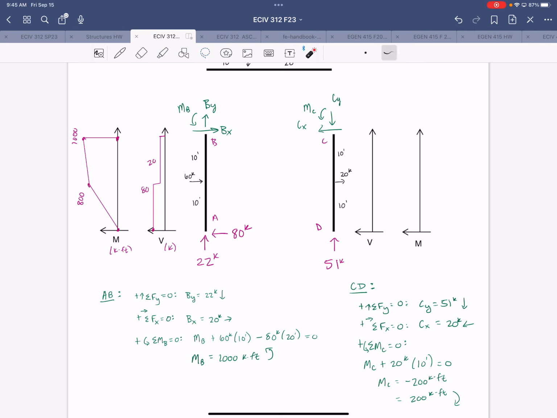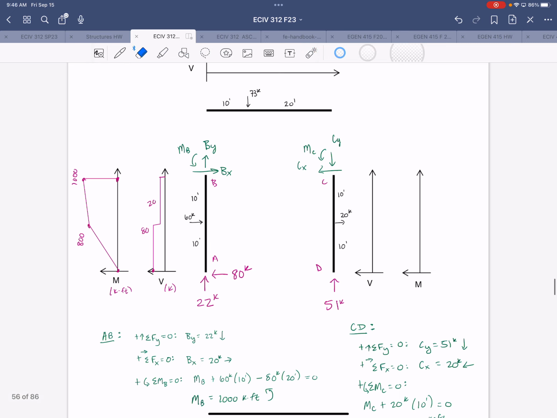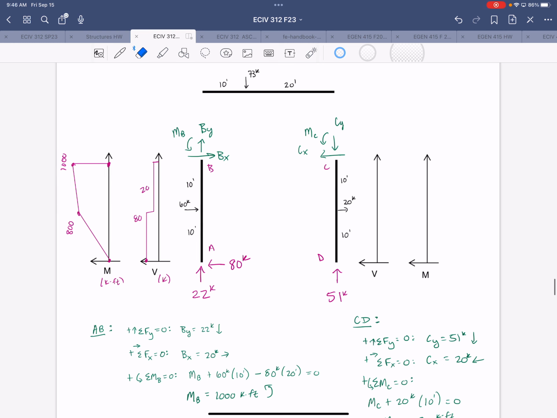So it still checks out though, right? Because at B, we have a positive moment. The value at our moment diagram is positive, right? So it can be very confusing, but it just takes some practice to get the hang of it.